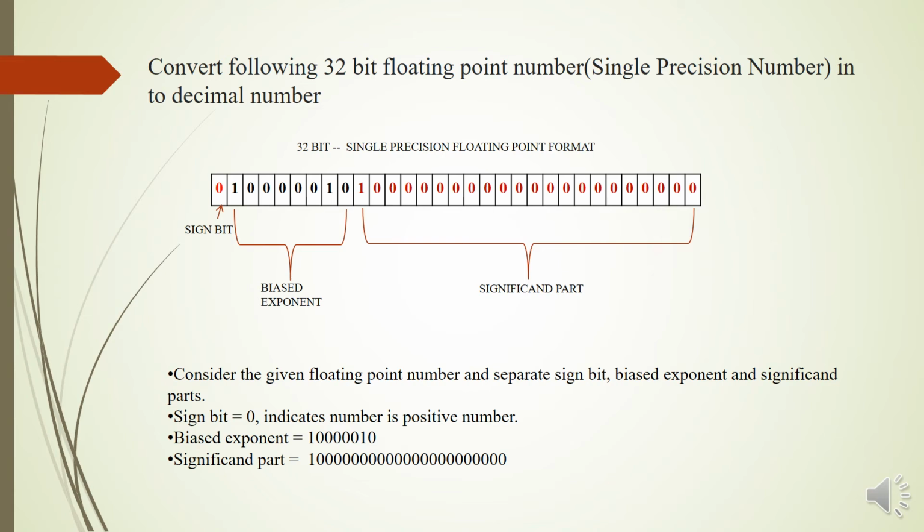Consider an example of converting a 32-bit floating point number into a decimal number. This format gives you the 32-bit floating point number. Bits 0 to 22 are the significand part. Bits 23 to 30 are the biased exponent part. The last bit is the sign bit. Now the sign bit is 0, indicating a positive number. The biased exponent is 1, 00, 00, 0, 10 and the significand part is 1, 00, 00 up to the 0th bit.